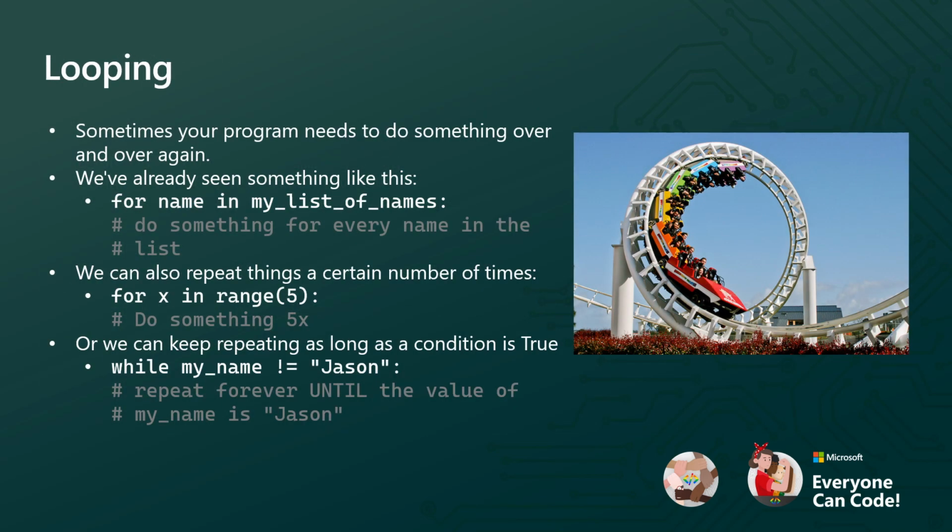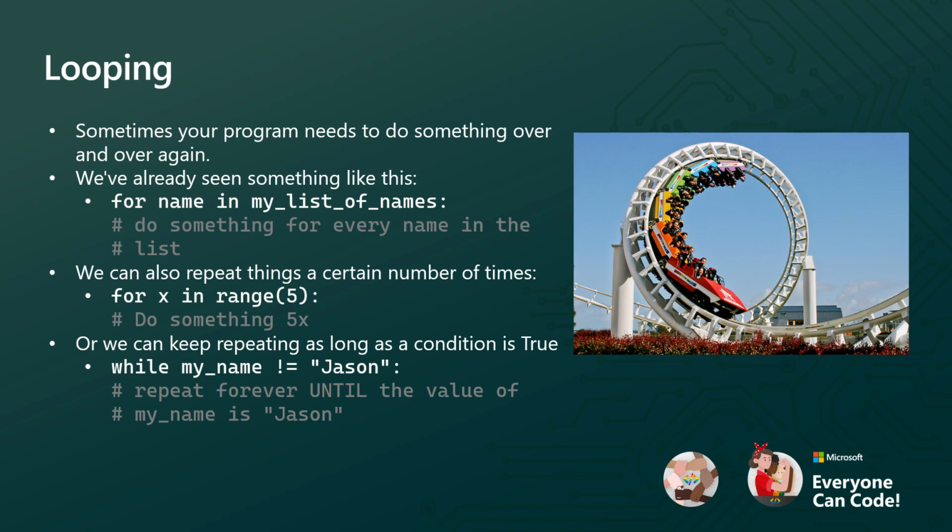Sometimes your program needs to do something over and over and over again. That's called looping. We've already seen something like this in an earlier slide. For example, when we were printing out that list of names, we said for name in my list of names. Well, that is going to do something for every single name in that list, my list of names. It's going to loop over all of those things over and over and over again.